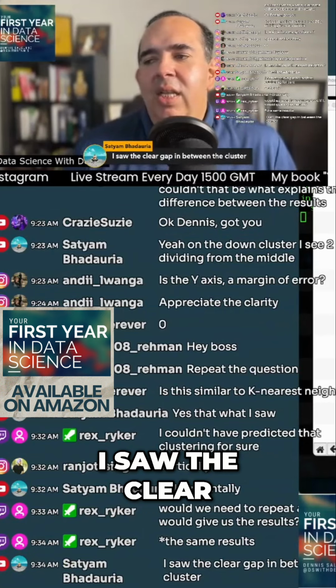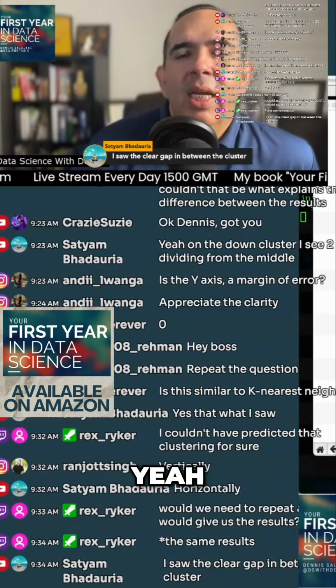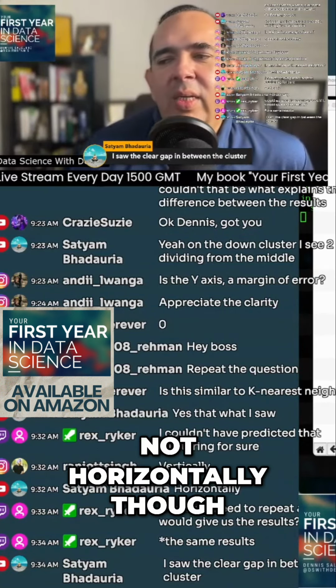Satyam says, I saw the clear gap in between the clusters. Yeah, but a lot of us saw it vertically, not horizontally though, Satyam.